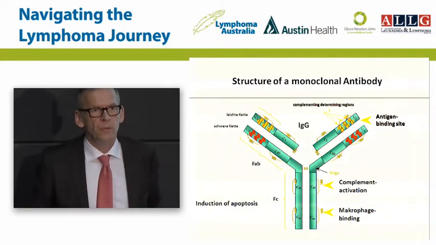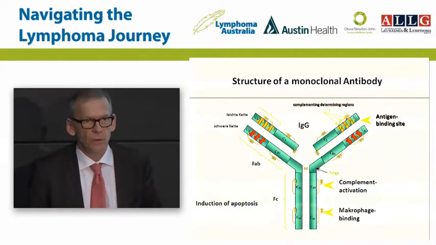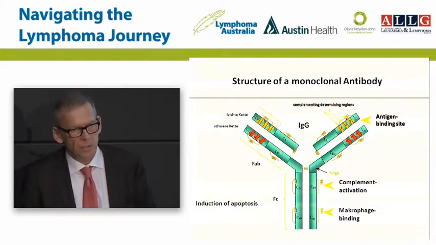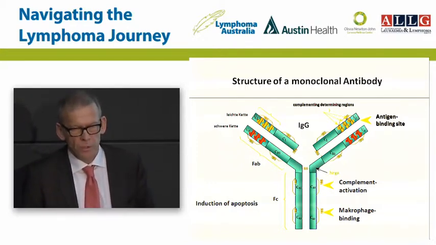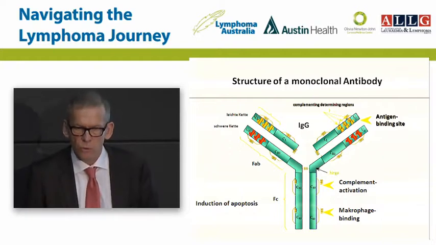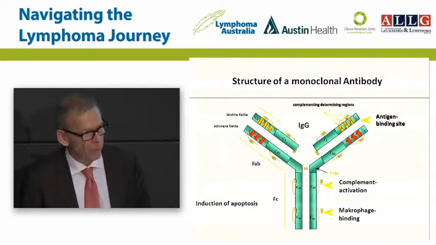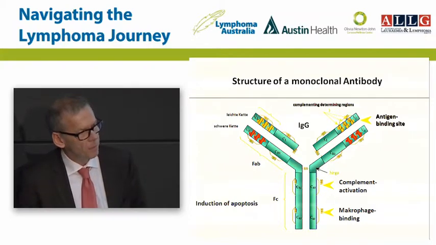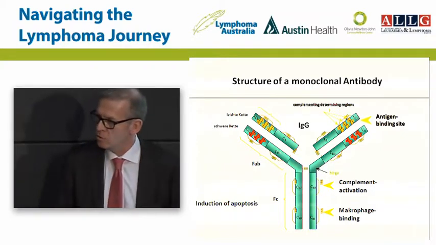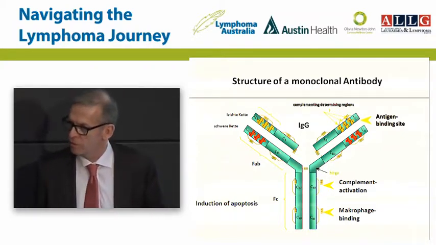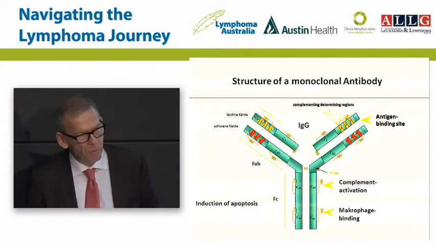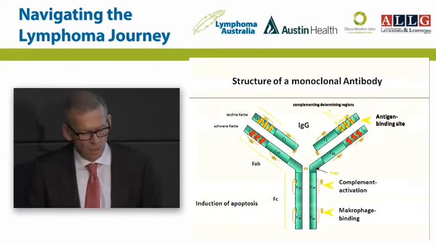And the real breakthrough and real improvement for many cancer treatments, and it was lymphoma first, was due to a monoclonal antibody. This shows you a monoclonal antibody. This is something we have in our blood. This is to protect us from viral infections, for instance. So we have many, many monoclonal antibodies.